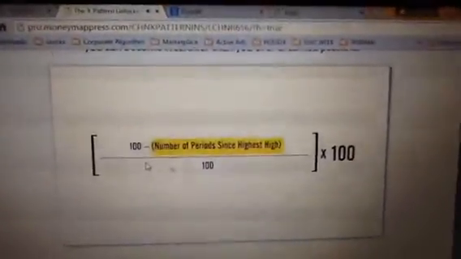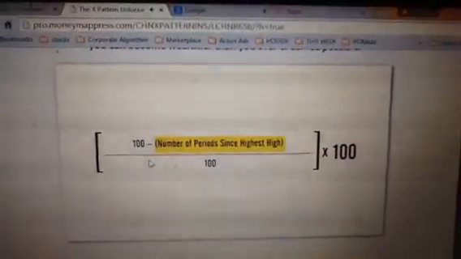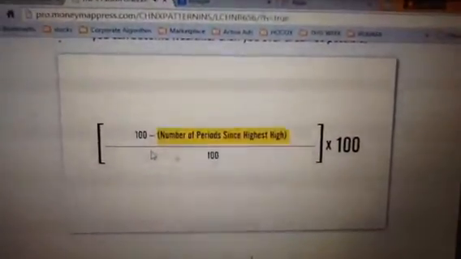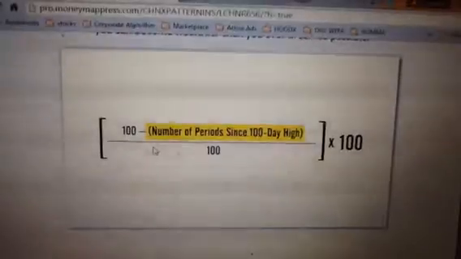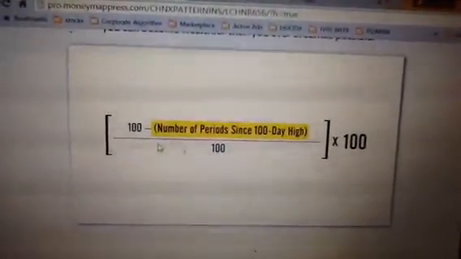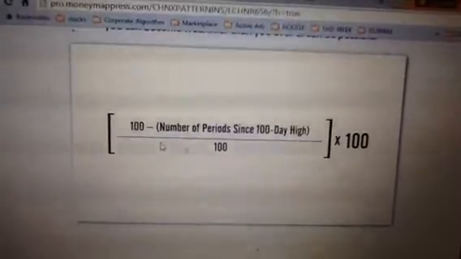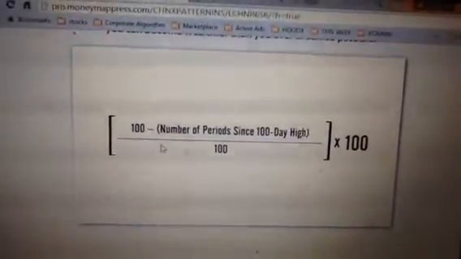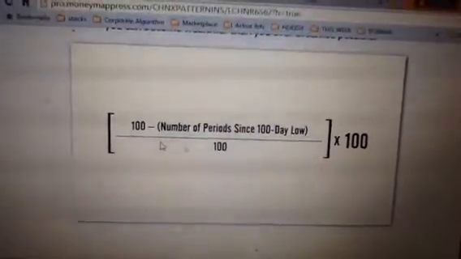Now, I've circled part of this formula labeled number of periods since highest highs. So what this represents is the number of days that have passed since this stock reached its 100-day high point for the green momentum line. Now for the red line, it's the same formula. You're just calculating the number of days since this same stock reached its 100-day lowest low point.